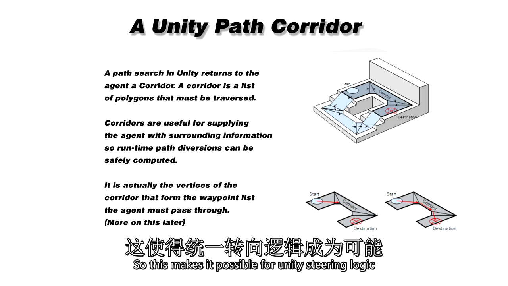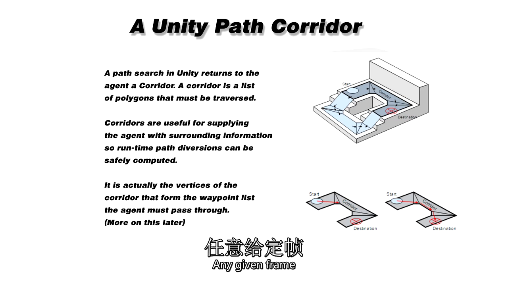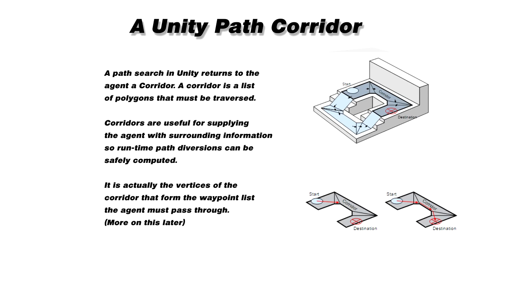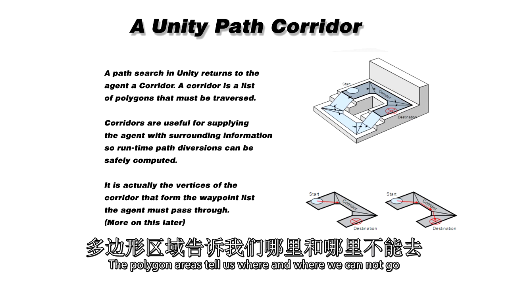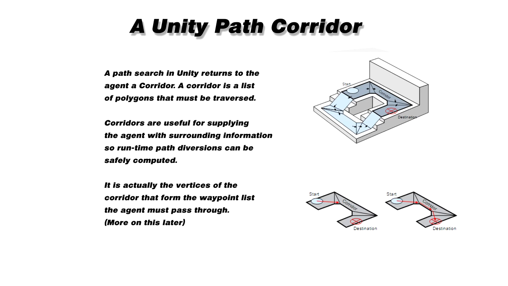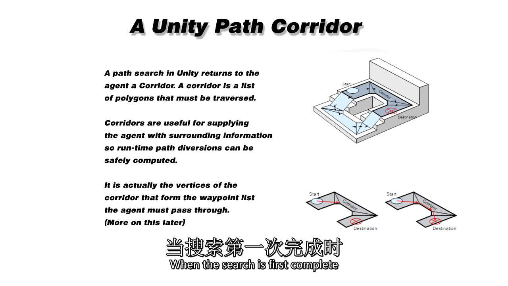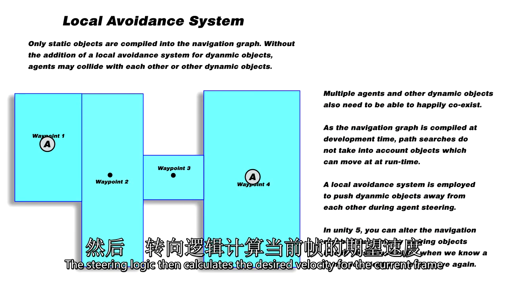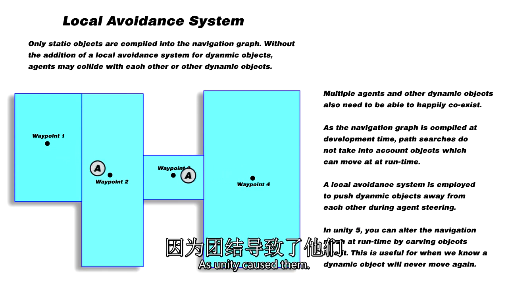So this makes it possible for Unity steering logic to modify the current velocity vector at any given frame to take a little detour from the path to avoid other agents without fear of steering us into solid geometry. The polygon areas tell us where we can and cannot go. A simplistic but useful way of thinking about it is like this. When the search is first complete, we have returned a corridor, a list of polygons. The steering logic then calculates the desired velocity for the current frame to move the agent towards the next waypoint, or corner, as Unity calls them.